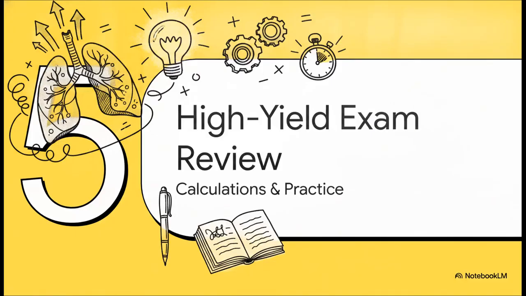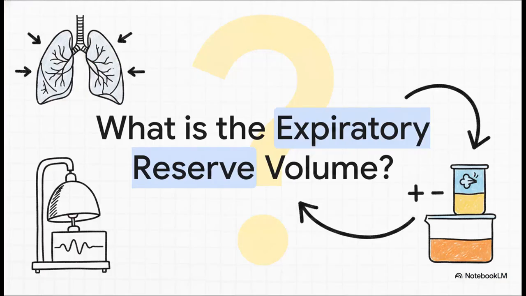Finally, Section 5. High-yield exam review. Let's consolidate this whole masterclass with a rapid-fire review of the calculations your lecturers absolutely favor. Go ahead and grab a mental pen and paper. Here's a classic volume calculation. You are given the vital capacity, tidal volume, and inspiratory reserve volume, and you're asked to find the expiratory reserve volume. Just remember the formula. Vital capacity equals TV plus IRV plus ERV. By simply subtracting the 500 milliliter tidal volume and the 2900 milliliter inspiratory reserve volume from the total 4500 milliliter vital capacity, we find the expiratory reserve volume is exactly 1100 milliliters.